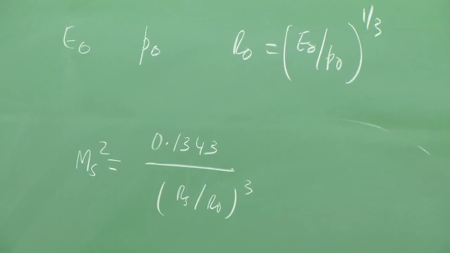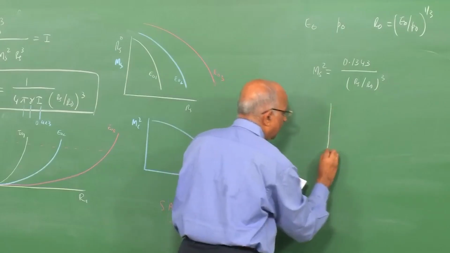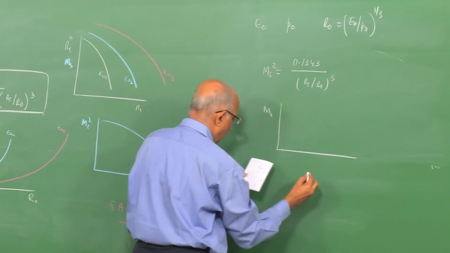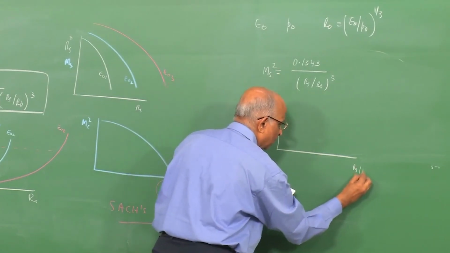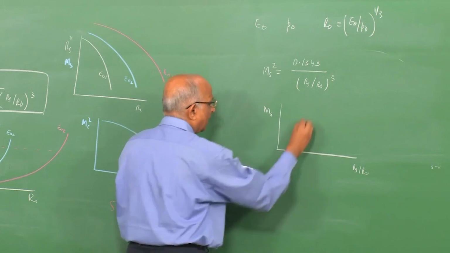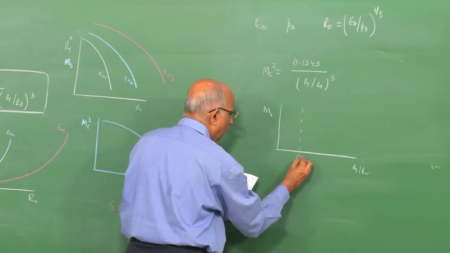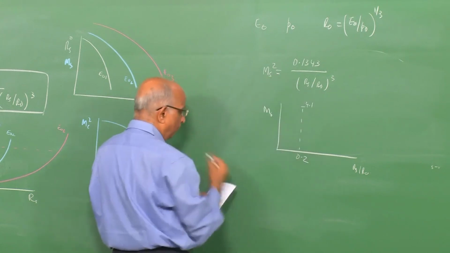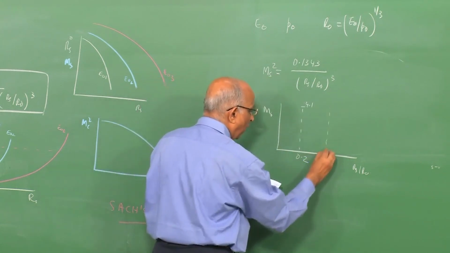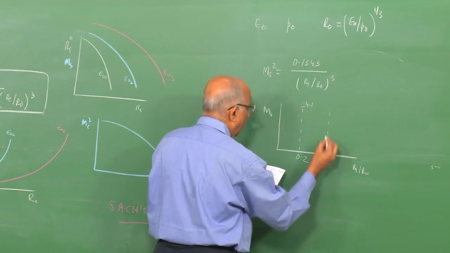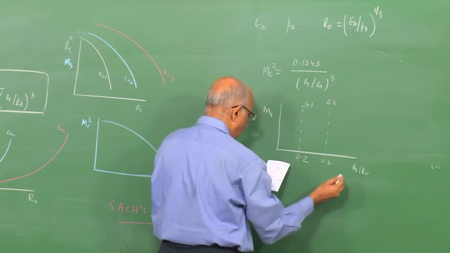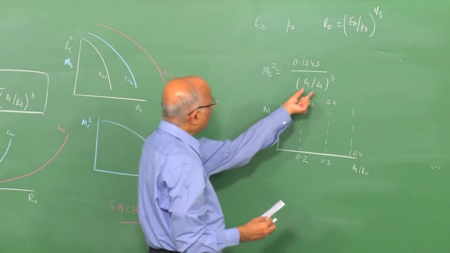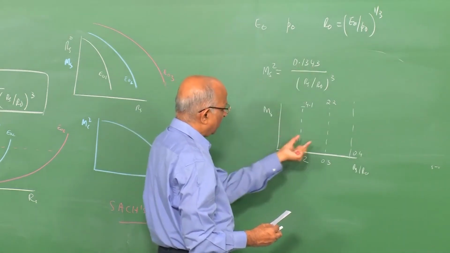Now, if I were to plot this, what is it I get? I get maybe the value of Ms square. Let us say I take the square root of Ms and plot it as a function of Rs by R0. And what is it I get? When Rs by R0 is 0.2, the value of my Mach number is 4.1 from the above equation. When the value of Rs by R naught is 0.3, I get the value as 2.2. When the value is around 0.4, and how do I get it? I just substitute the value here, I divide, this gives me the value.